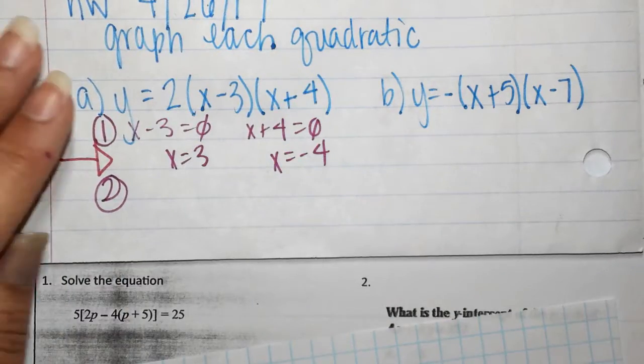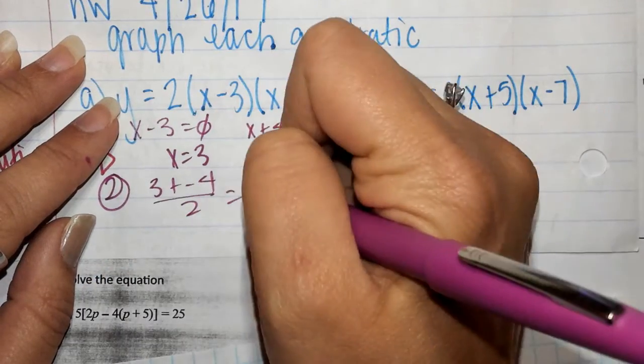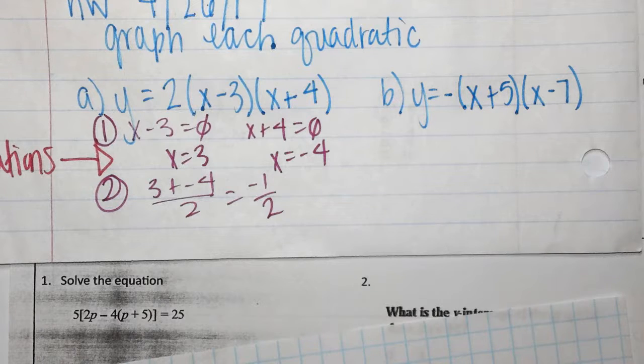Alright, step 2, we need our axis of symmetry. So I would do 3 plus negative 4 divided by 2, and that would give me negative 1 divided by 2, which is negative 1/2. Yes or no so far?